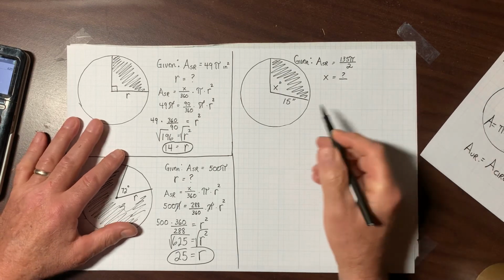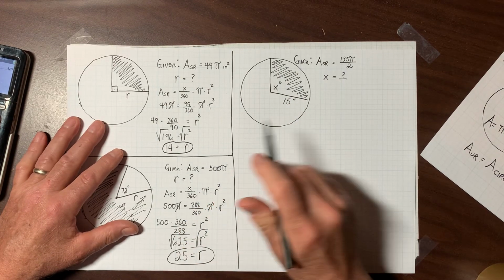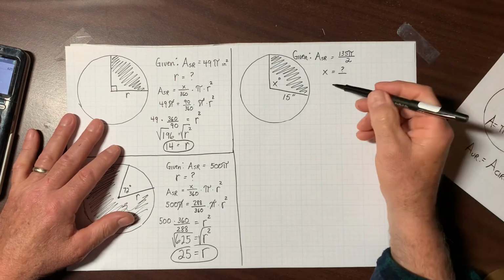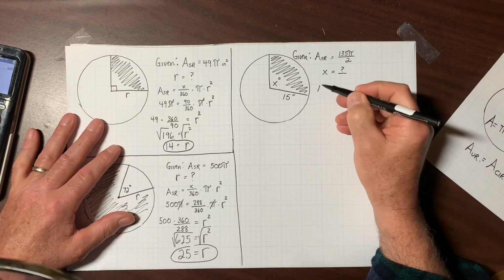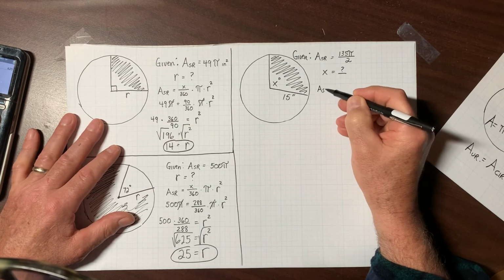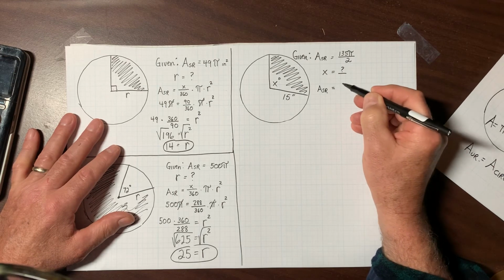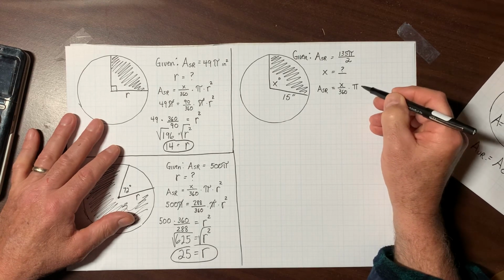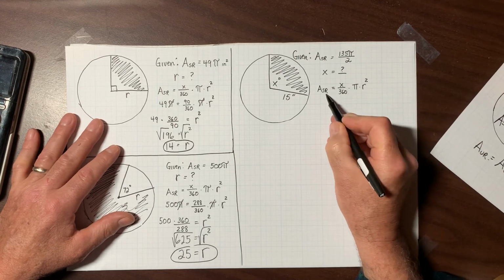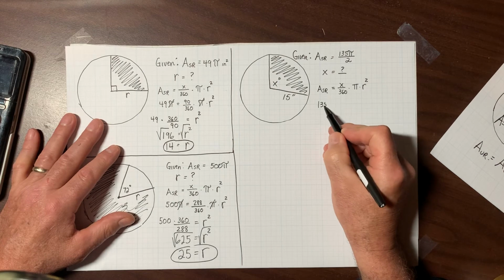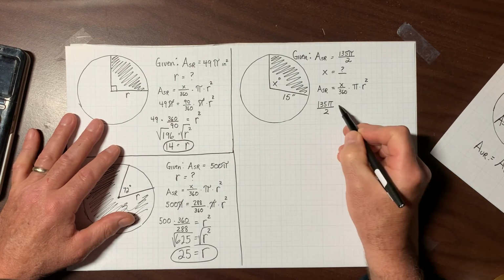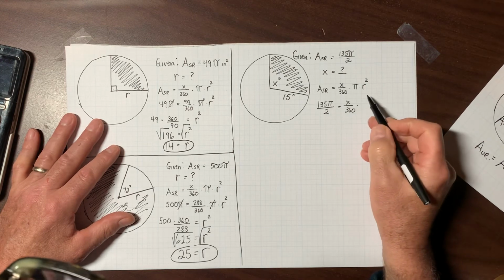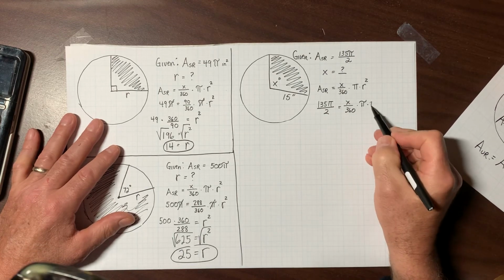So in this problem, we do not know the degree measure there. So we're going to take the algebraic approach of writing down our formula and substituting into the formula what we know. So the area of the sector, the area of the shaded region, is equal to x over 360 times the area of the circle. So that would be times pi times r squared. We're given the area of the shaded region, so I'm going to put in 135 pi over 2. And that has to equal x over 360 times pi times 15 squared.